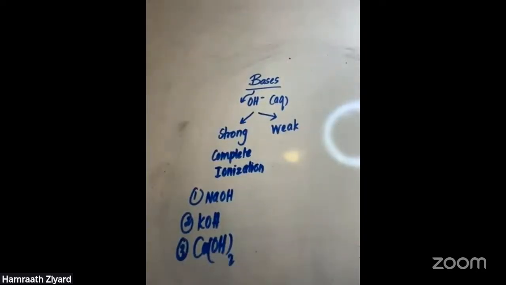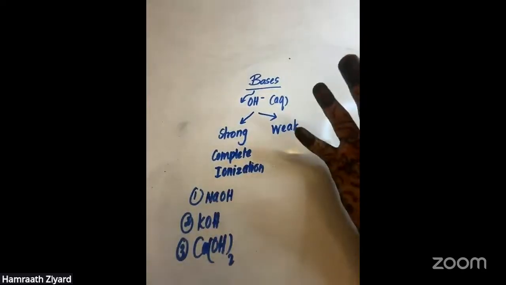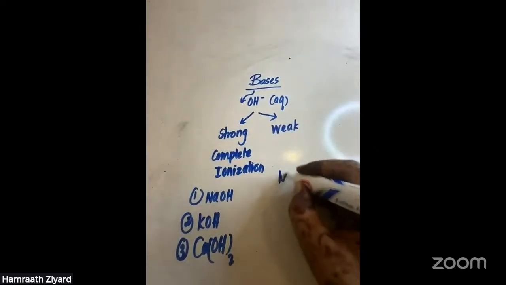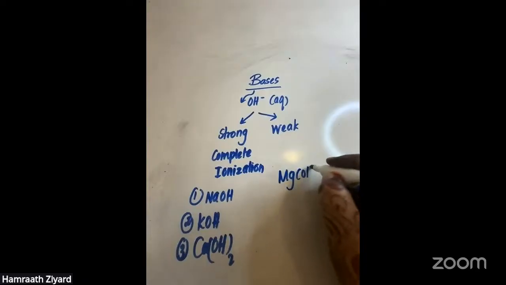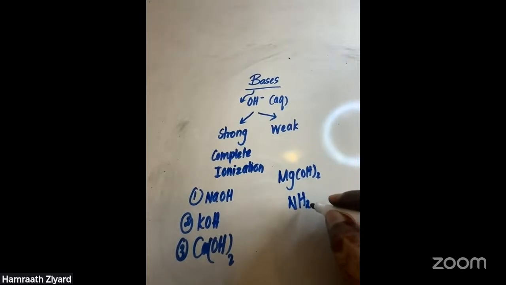So what are the weak bases we have to know? Weak bases will undergo incomplete ionization. We remember magnesium hydroxide. Then ammonium hydroxide. Then what else? So we have ammonium hydroxide, we also have magnesium hydroxide. These all will come under the weak bases.